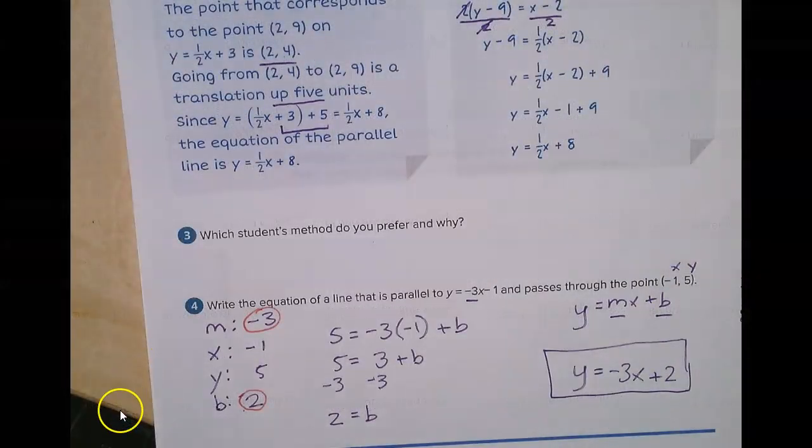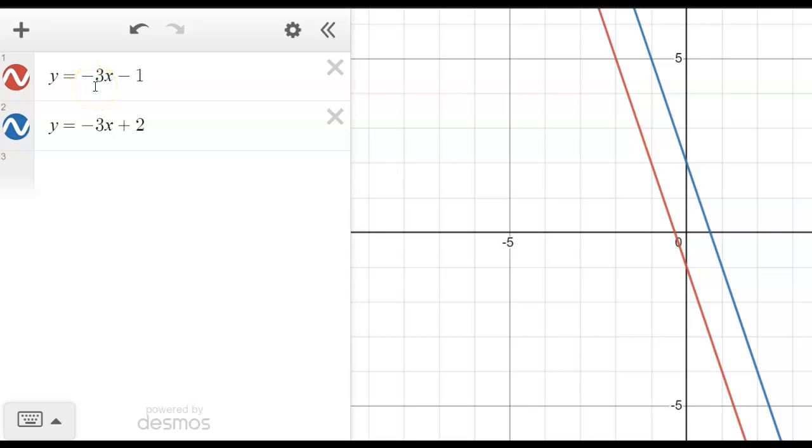All right, let's test this and make sure that this line and this line are actually parallel. Let's look at it in Desmos. Check it out. Our original line was negative y equals negative 3x minus 1. That's the red line. Our new line is y equals negative 3x plus 2. They are indeed parallel. So we successfully answered the question.